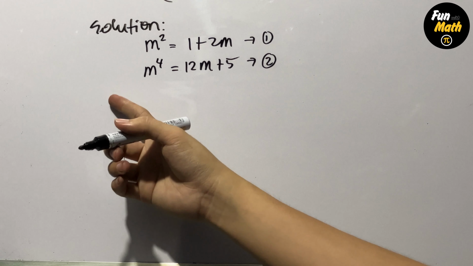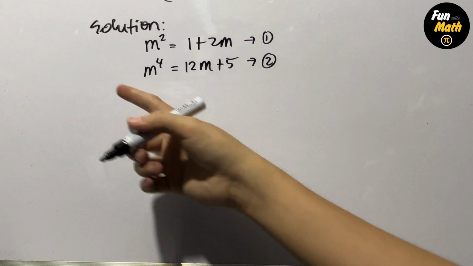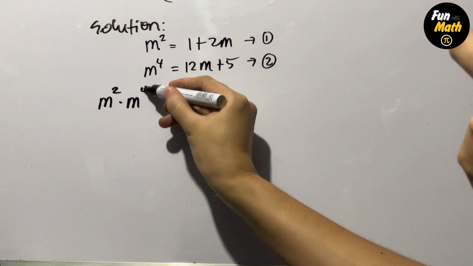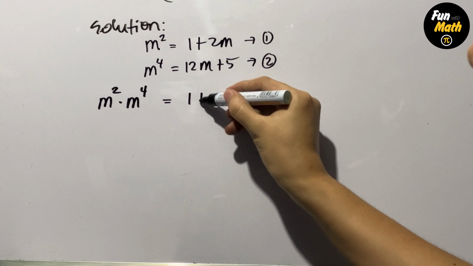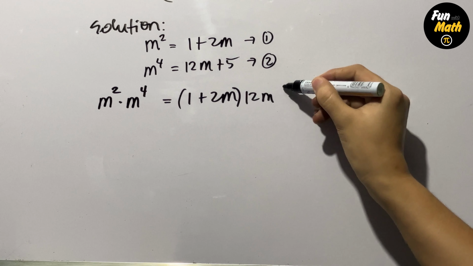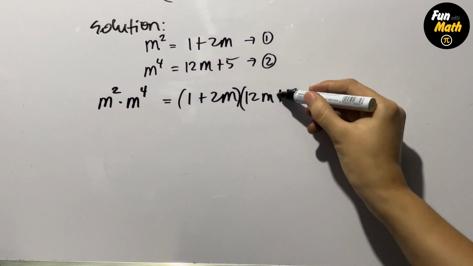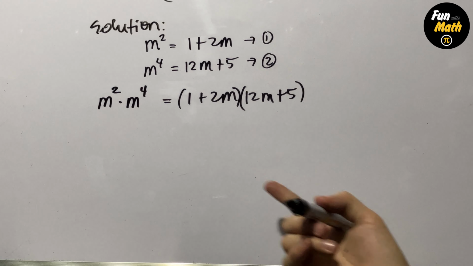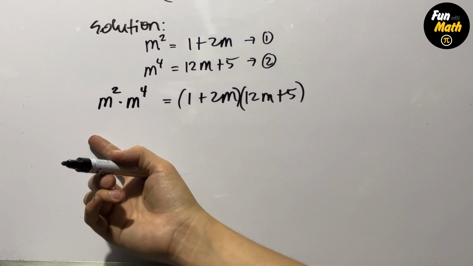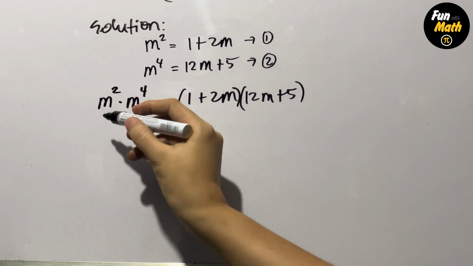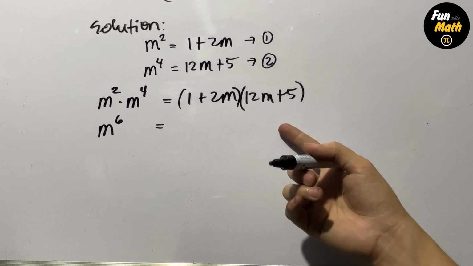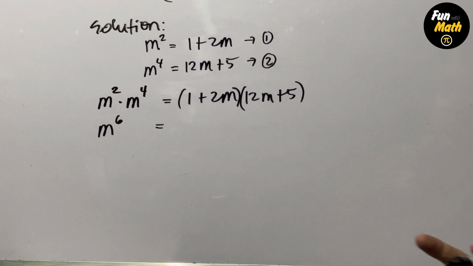So starting with the left side, and then next is the right side. So this is now m squared times m to the power of 4 equals 1 plus 2m times 12m plus 5. And the next is, for the left side, if we multiply a power with the same base, we can add the powers, and that is m to the power of 6 equals. Here, we can use the FOIL method to multiply.